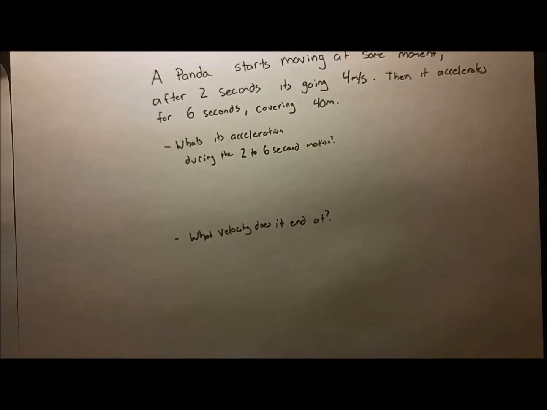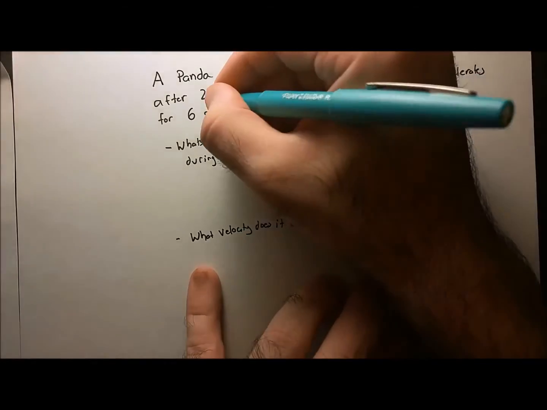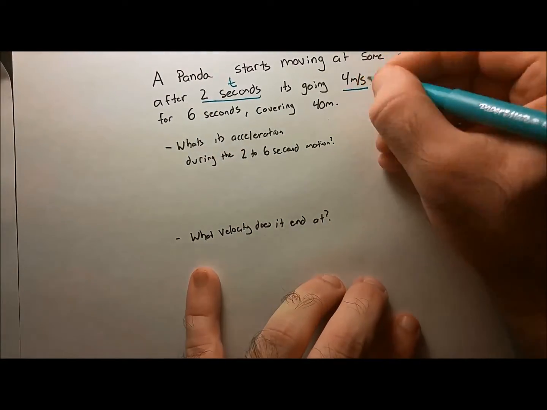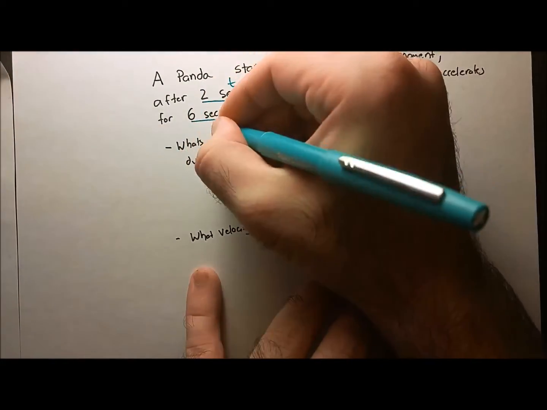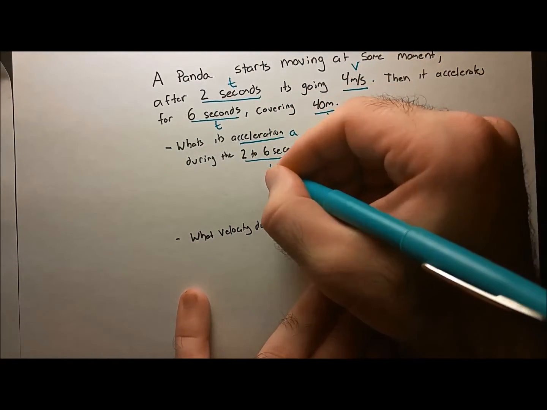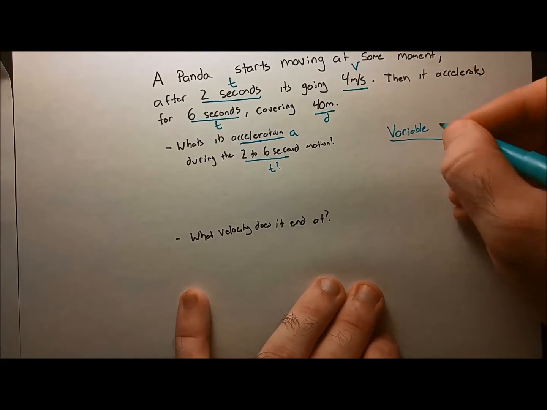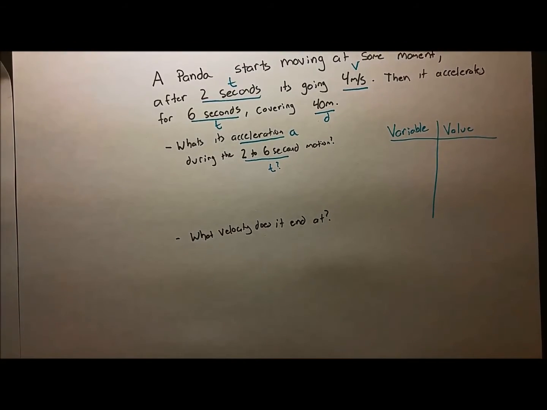So the skill you're going to have to do for me is underline the important numbers and ideas. 2 seconds, seconds is time. Meters per second is a velocity. Another seconds is time. You have a displacement in meters. You have acceleration A, and 2 to 6 seconds is the time. So you have a lot of times here. Let's write down our table, variable and value.